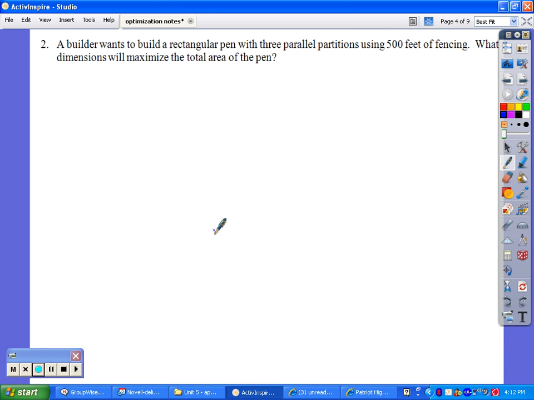Okay, so a second example is we have a builder wants a rectangular pen with 3 parallel partitions using 500 feet of fencing, and what dimensions will maximize the total area. So we want to maximize, and we're maximizing area. So if they don't give you a picture, always draw a picture. So we want a rectangular pen. So I'm going to draw a rectangle, and it has 3 partitions. So it's divided into 3, or it has 3 parts. And they want to use 500 feet of fencing. Okay, so we want to maximize area.